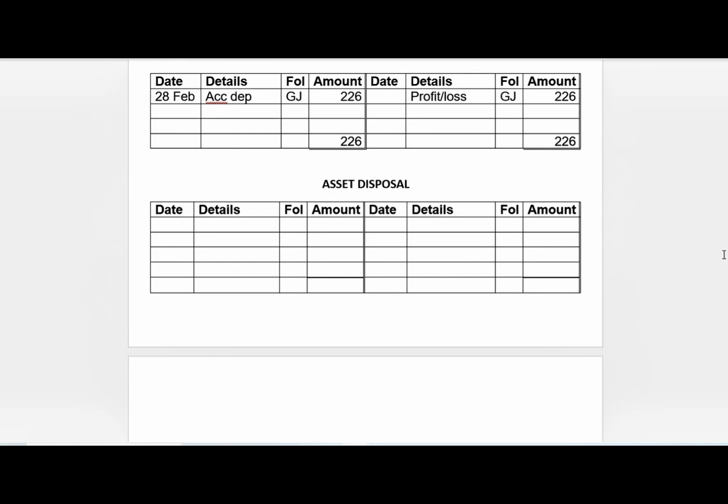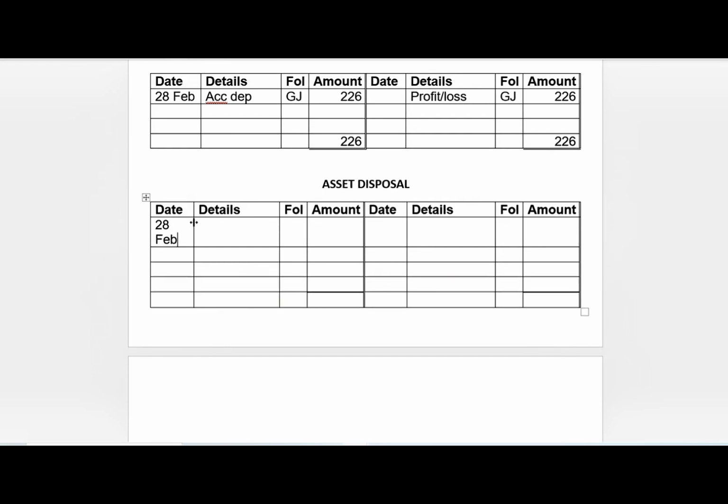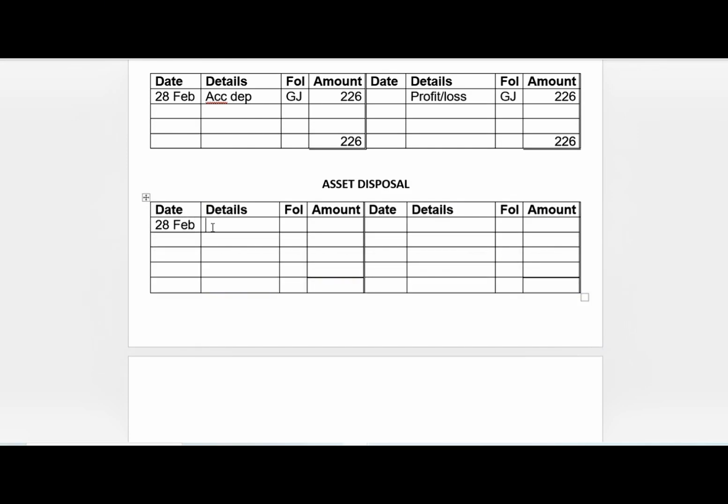The asset disposal account is a very easy one because everything is just provided and given. What we are going to do is just transfer things. So here we put the date at the end of the year, 28 Feb. And then we say equipment. Even here, we are going to apply the double entry system or the duality principle. General ledger right there, and then amount 900.